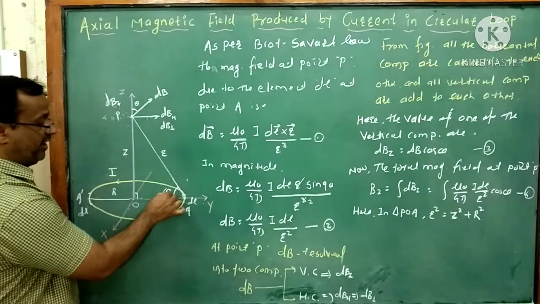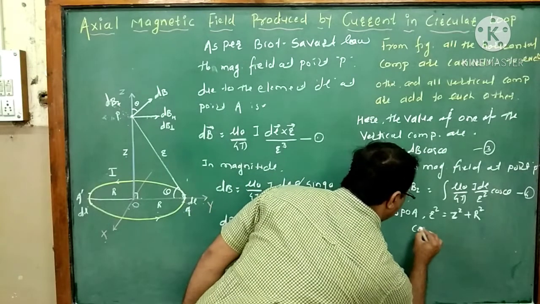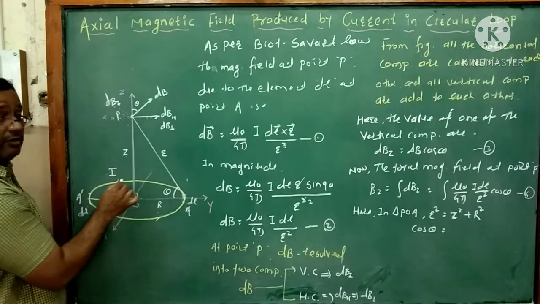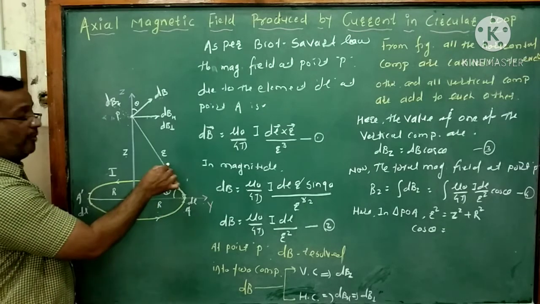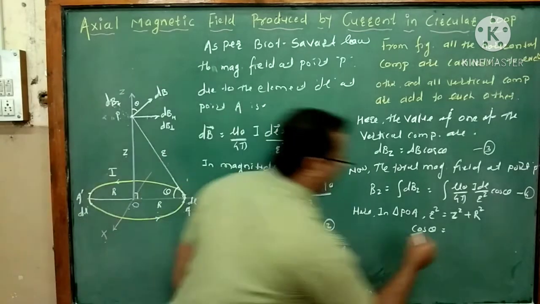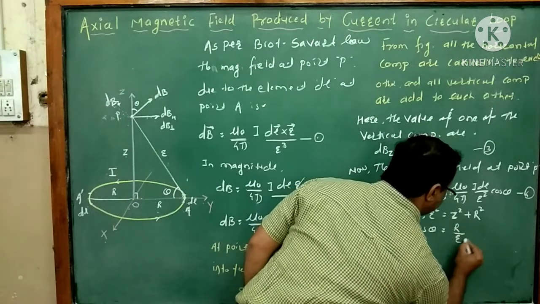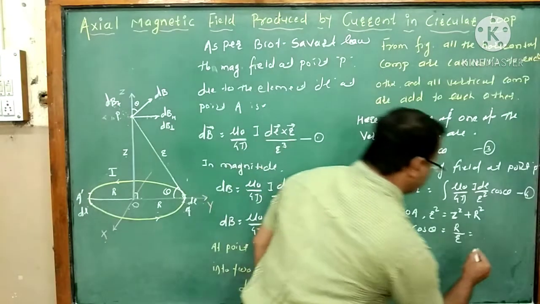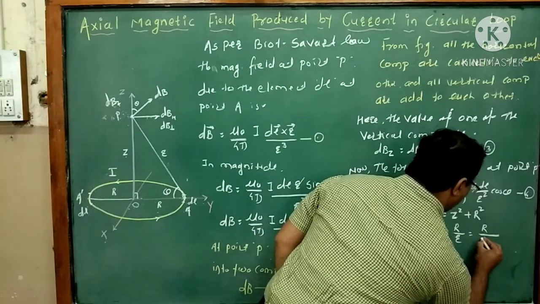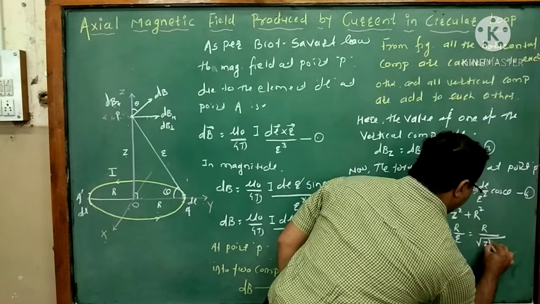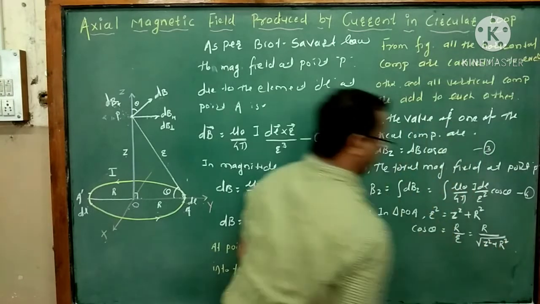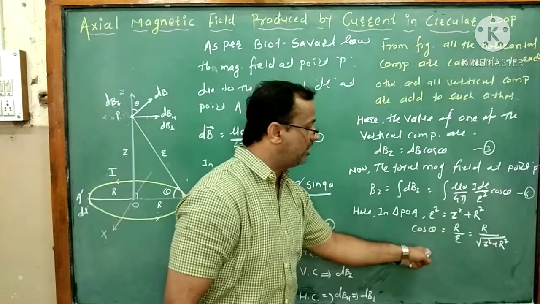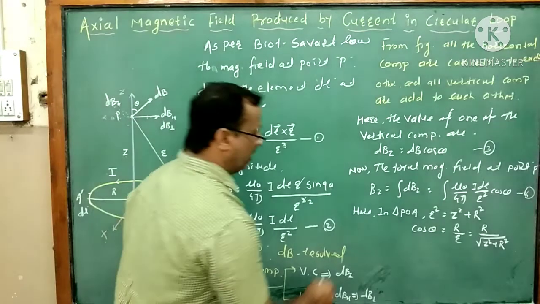But again, what do we get for cos theta? Cos theta is adjacent side upon hypotenuse. It means capital R upon simply small r. But here the value of small r is, take the under root of this one. So we get R upon under root of Z square plus simply R square, right? Now this is about these two values. Now substitute these two values.